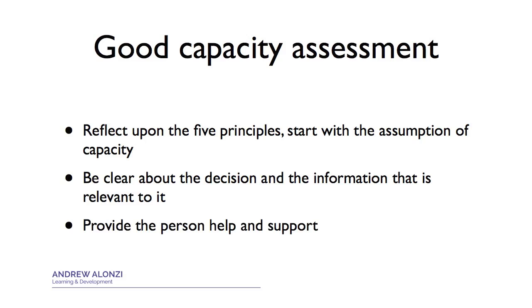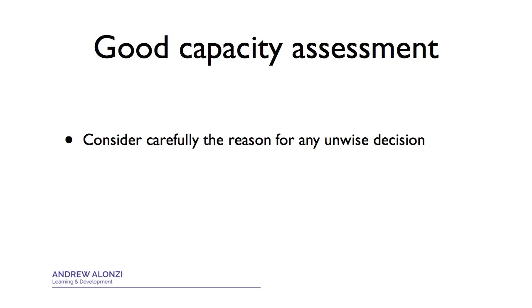Third, provide the person with help and support to make her own decision. This is because she is not to be treated as being unable to make a decision unless all possible and appropriate steps to help her to do so have been taken without success. Importantly, record the efforts you have taken to promote her ability to make her own decision. Fourth, if the person makes a decision that you think is unwise, consider carefully whether this is the result of an inability to make the decision or simply a difference in values.